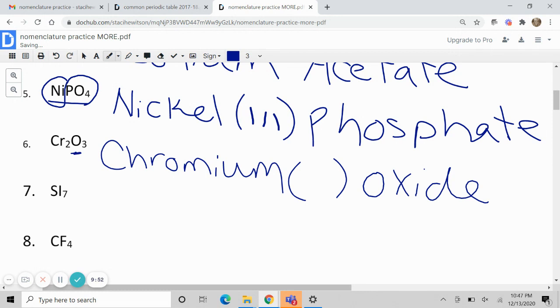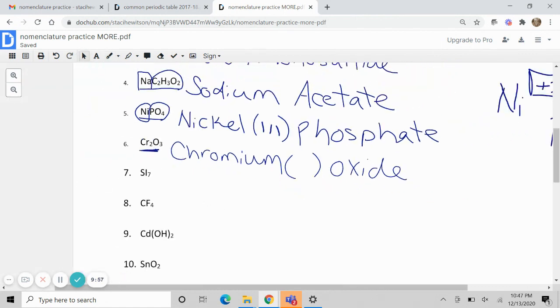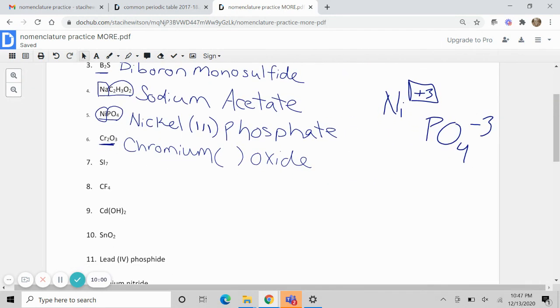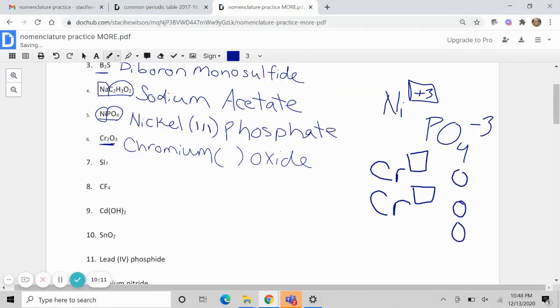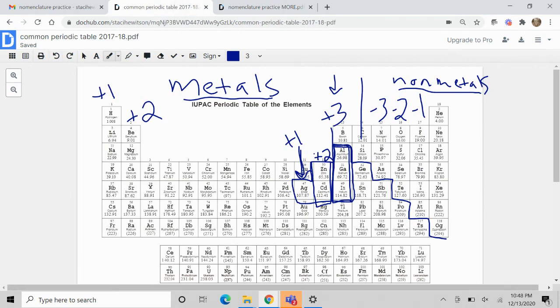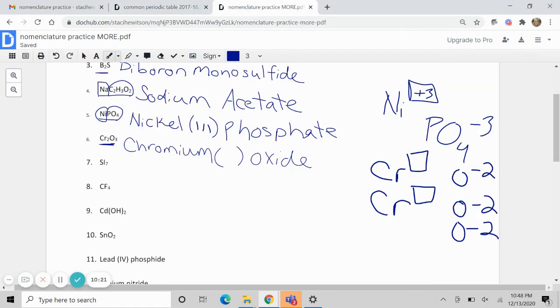Now let's figure out what that Roman numeral was. Okay, well, I'm going to zoom out again over here. We have 2 chromiums whose charge we don't know, and then you have 3 oxygens. We know that each oxygen has a -2 charge. How do I know that? Because right there, it tells you right here. Okay, so if this is a total of -6, this has to be a total of +6, which means that each individual chromium has to have a +3.